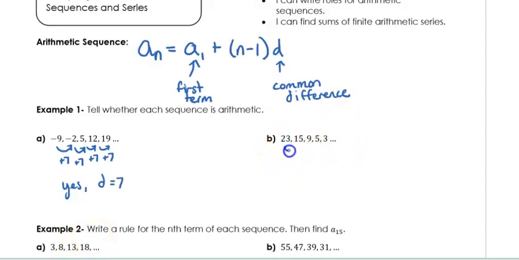So look for the pattern on B. From 23 to 15, it is subtracting 8. From 15 to 9, it's subtracting 6. So right there, we can quit and say no, there is no common difference.